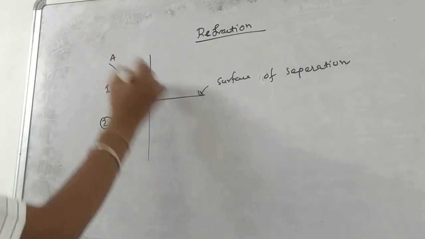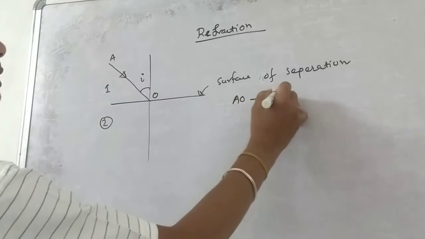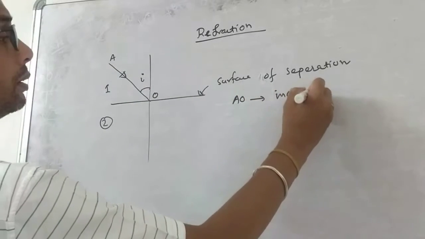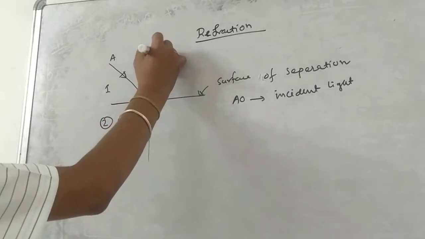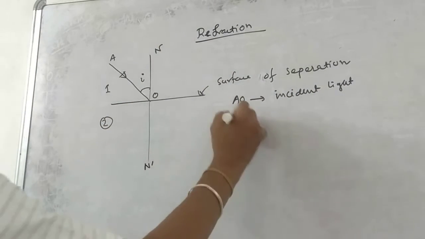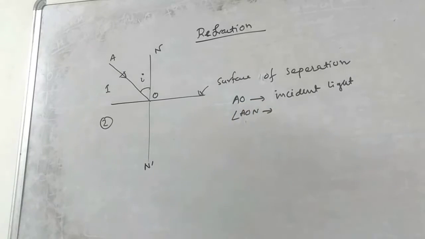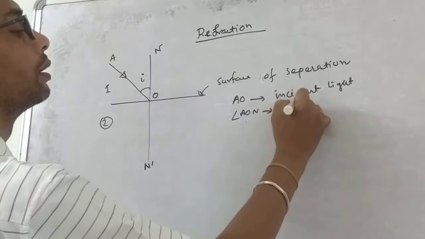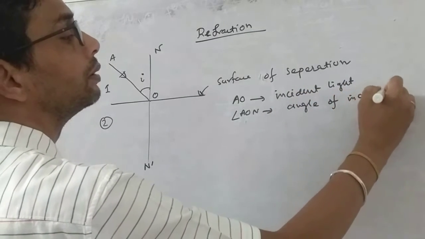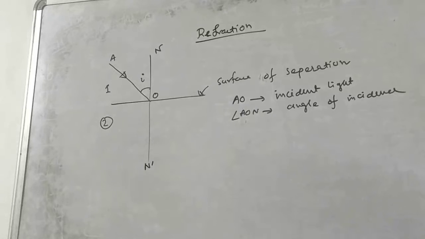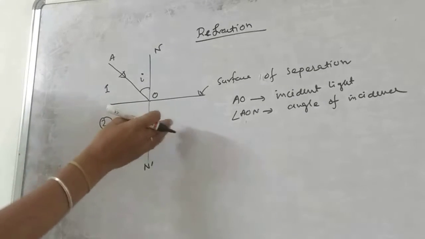AO is the incident light. Apotito roshi, incident light. And angle AOM is angle of incidence. Apaton kon. Angle of incidence, Bangla apaton kon. So after refraction, potishona kore, it goes to second medium.